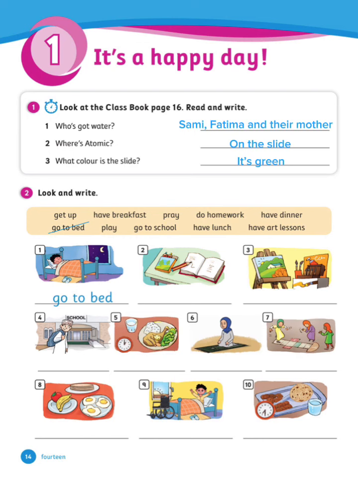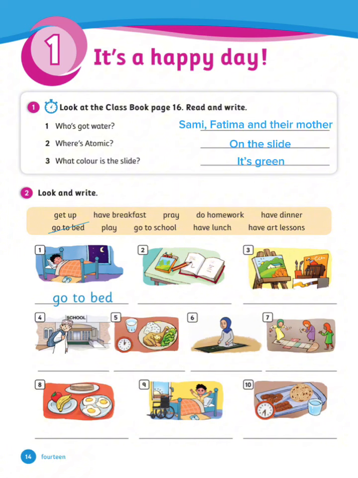Number 1. Who's got water? Fatma, Sammy, and their mother. Number 2. Where is Atomic? On the slide. Number 3. What color is the slide? It's green.